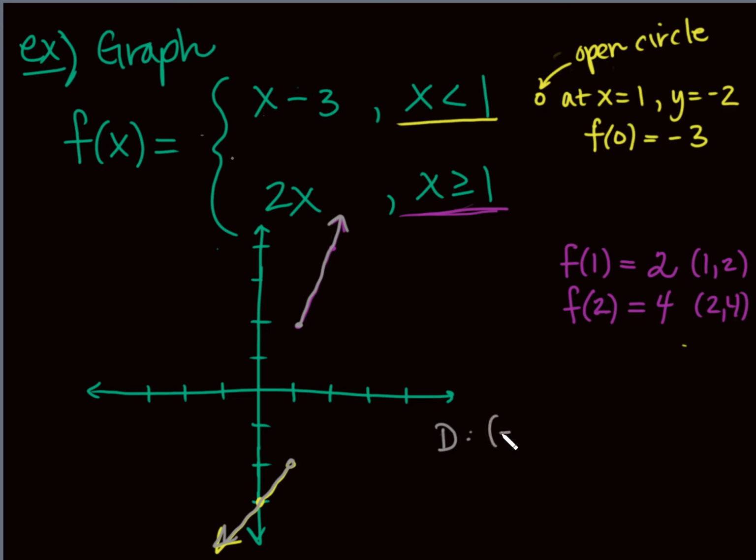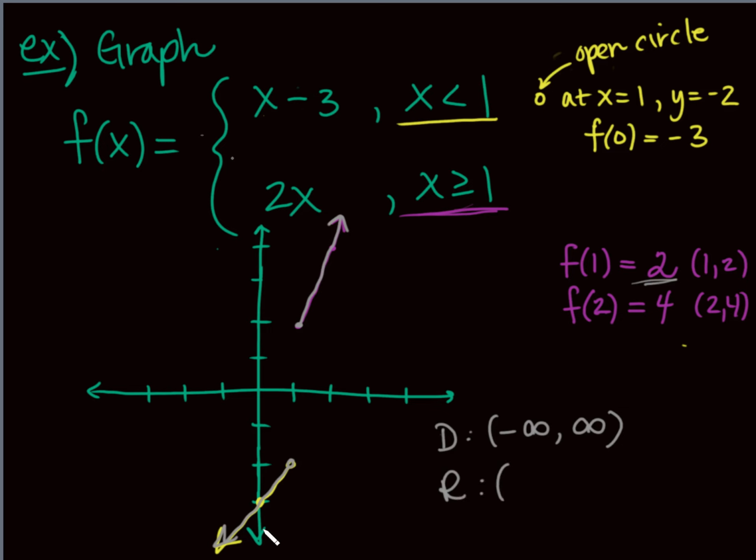So my domain is going to be minus infinity to infinity. I can put in whatever x value I want. Doesn't matter, right? Where am I having some issues? At 1 maybe, but can I take f of 1? I sure can. I found out that was 2. What is my range in this case?